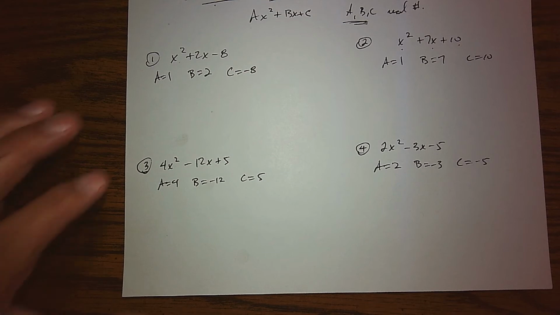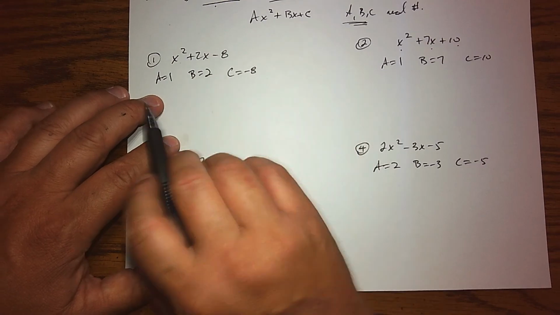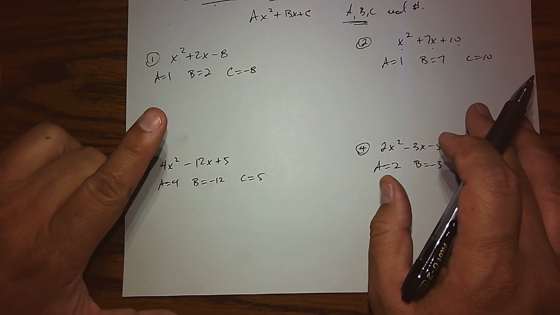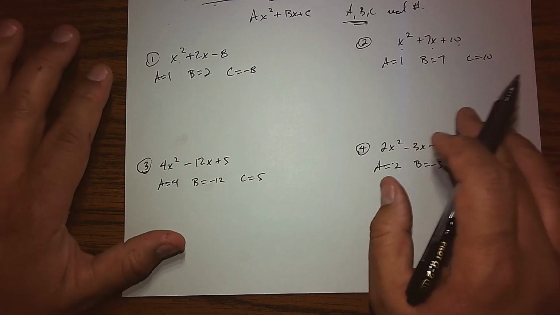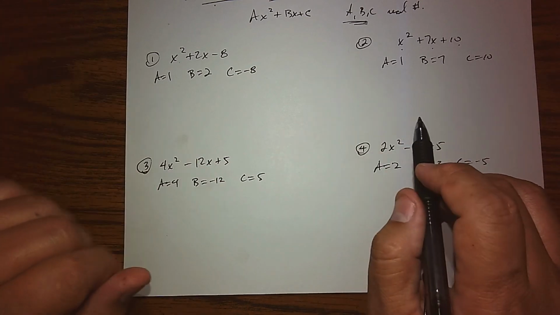Okay, so what we're going to be doing, now that I've identified what a degree 2 trinomial is and their respective coefficients, we now are going to learn how to factor them. There's 2 different ways. There's the AC method and the guessing and checking. We'll see them both. And then you can kind of decide which category you want to fall into.